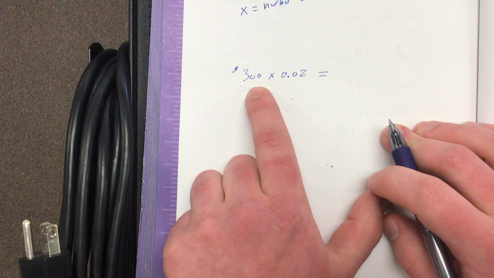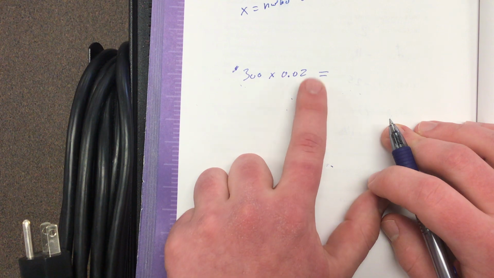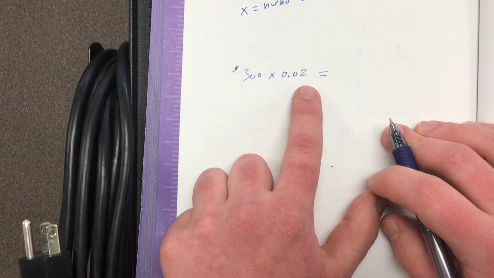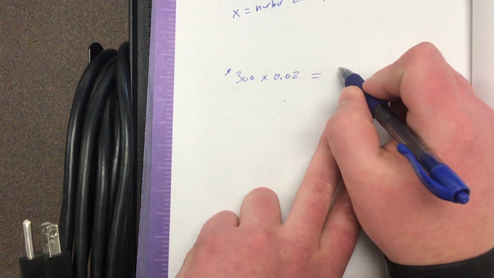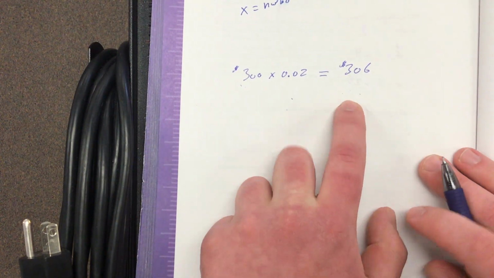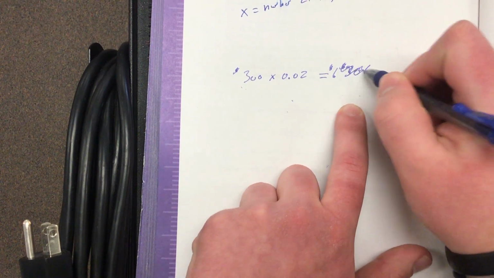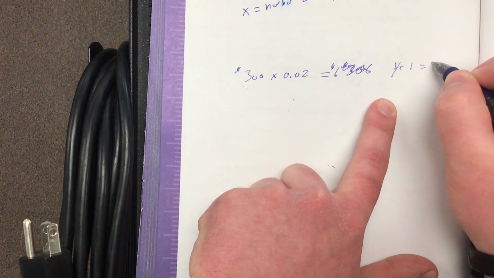So what's 1% of 300? What is it? 3. Since we're looking for 2%, we can just take that times 2. So how much interest did she make in that first year? $6. So after 1 year, we're at $306. Or this would be $6. And then year 1 would be 306.